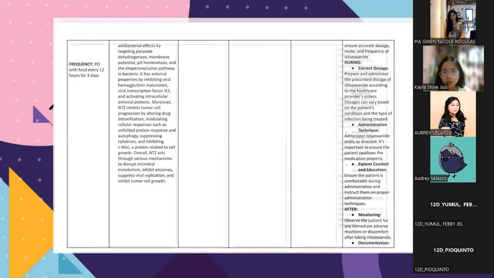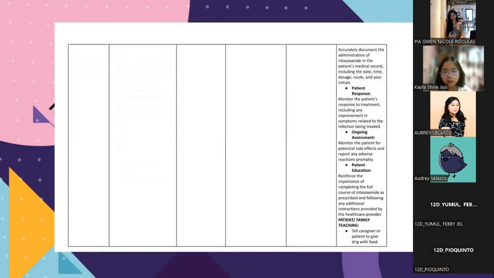And for documentation, accurately document the administration of the nitazoxanide in the patient medical record, including the date, the time, the dosage, and the route, and your initials. And the patient response, monitor the patient response to the treatment, including any improvement in symptoms related to the infection being treated. And ongoing assessment, monitor the patient for the potential side effect and report any adverse reaction promptly.